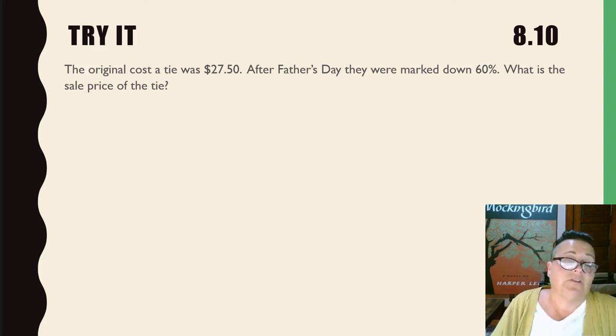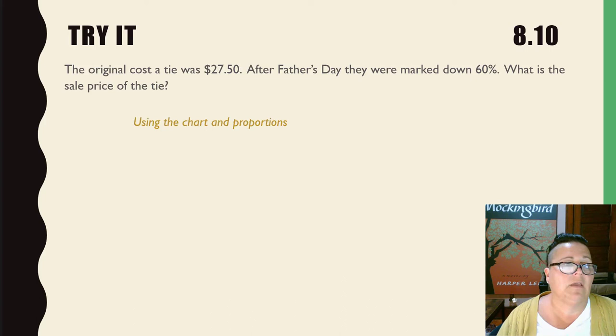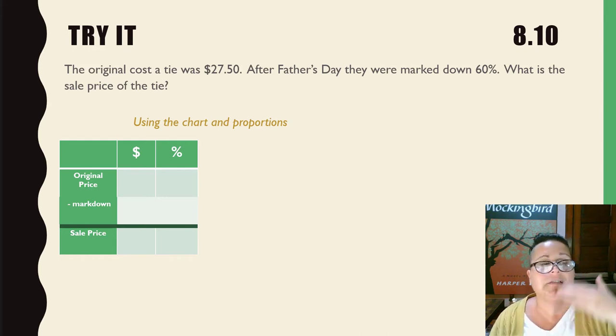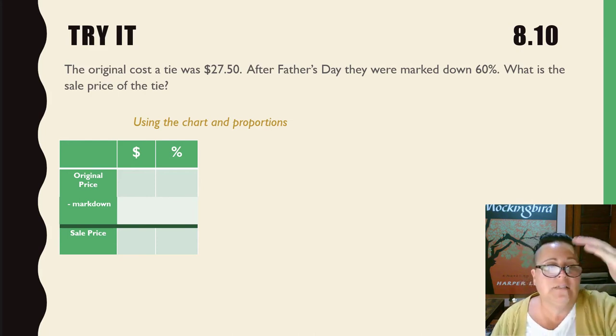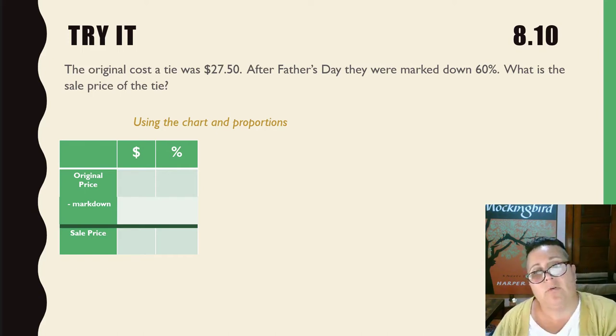Okay, so the original cost of a tie was $27.50. After Father's Day, they're marked down 60%. What is the sale price of the tie? So we're going to use the chart and the proportions first of all. Three columns. First column is our overarching equation or sentence: the original price minus the markdown has to equal the sale price. Second column is our dollar amounts. Third column is our percentages. And because this is a markdown, the original price is going to be our 100%.